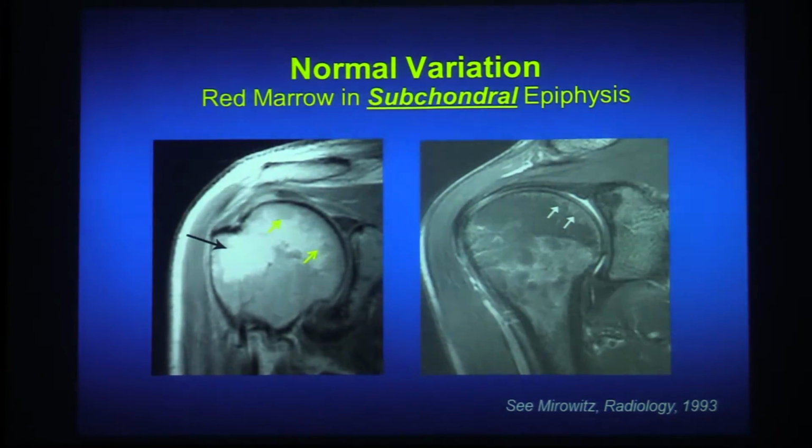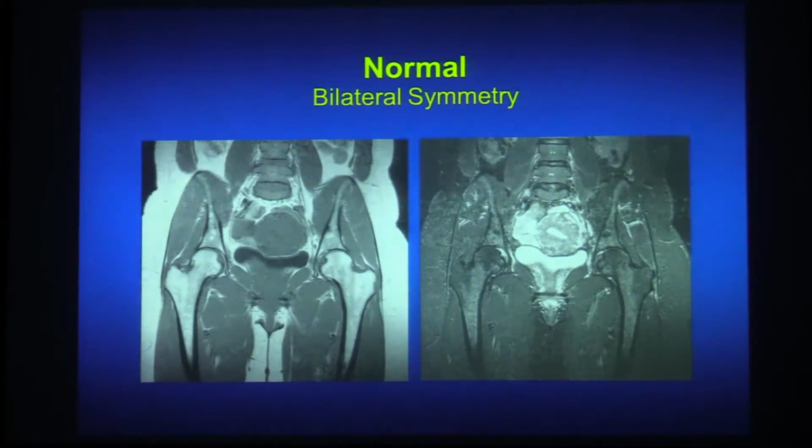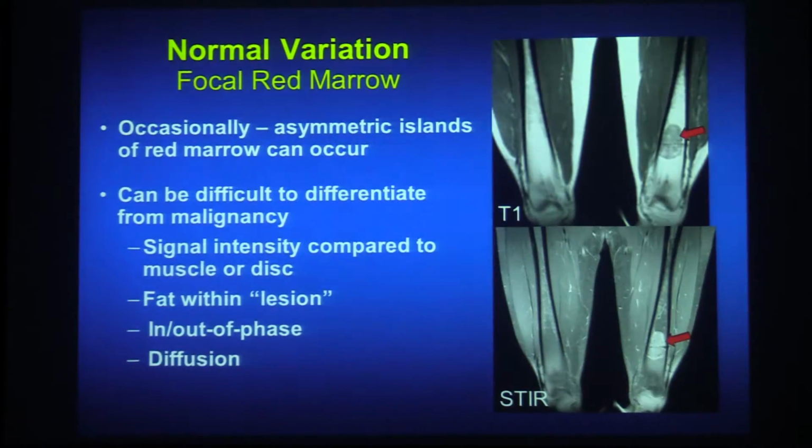Of course, there are always pitfalls to deal with in MRI, and so one of the variations that you can see in a normal situation is some red marrow right under the cortex in the subchondral bone. You're allowed to have some red marrow, but the main portion of the epiphysis here is still fatty marrow. The other thing we look for in a normal appearance of marrow is that it maintains bilateral symmetry. So when we look at the two femurs here, although there's a heterogeneous marrow pattern, it's quite symmetric, and that can be reassuring. The challenge is that marrow isn't always symmetric. Occasionally you can get asymmetric islands of red marrow.